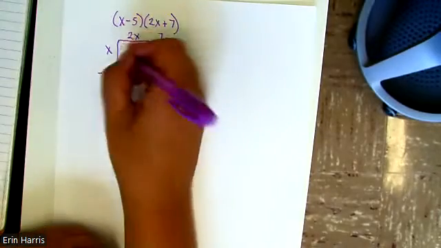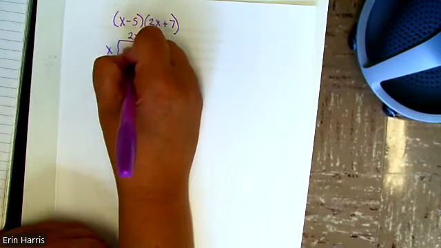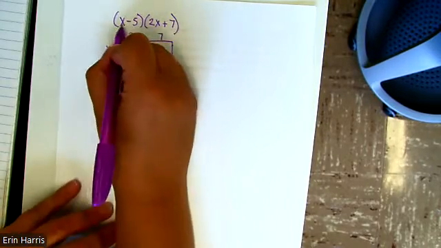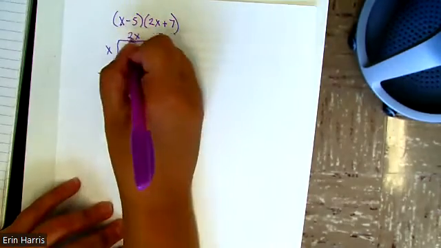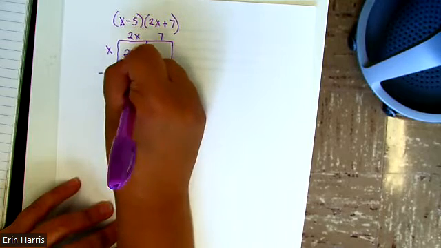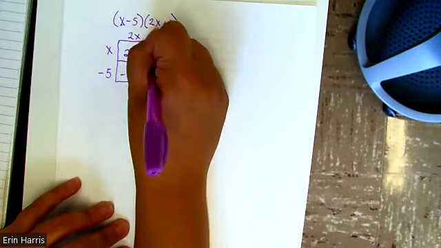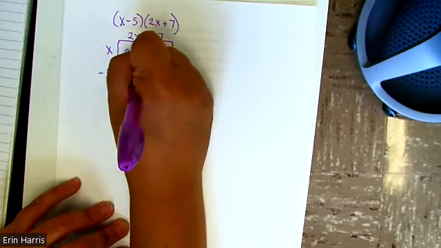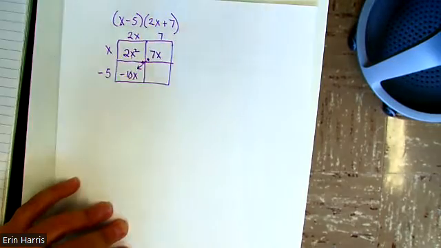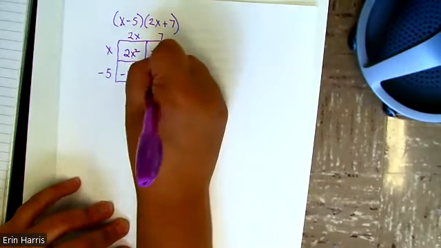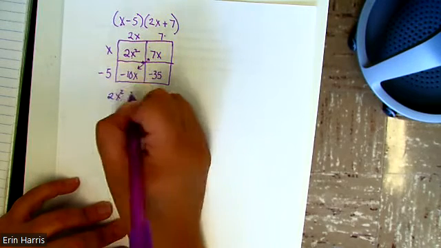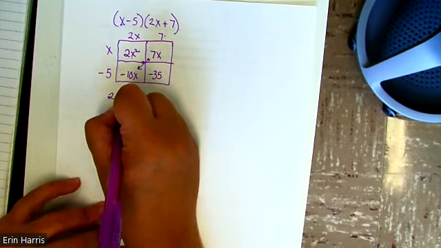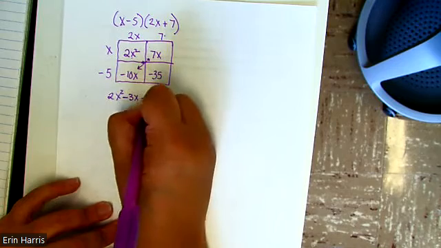So if you got really good at this, you understand that the first terms in the binomial have to multiply together to give you what's in the first box. Then, to get that middle term, we end up having to add what's in these two boxes, right? So these two boxes get added and this makes our middle term. And then finally, the numbers on the end have to multiply to give us that. And we get 2x squared minus 3x minus 35.